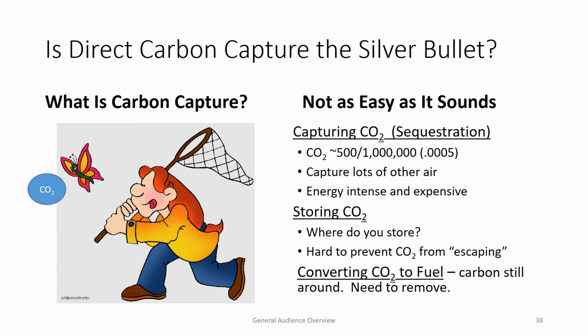So there's another technology that people talk about, and they say, well, this is the solution. Is carbon capture the silver bullet? So the graphic is the little guy chasing the CO2 butterfly, as it were. But let's talk about carbon capture, also known as sequestration. What we're doing is trying to capture, it's a little less than 500 right now, but let's call it 500 parts per million. So that's not very much.